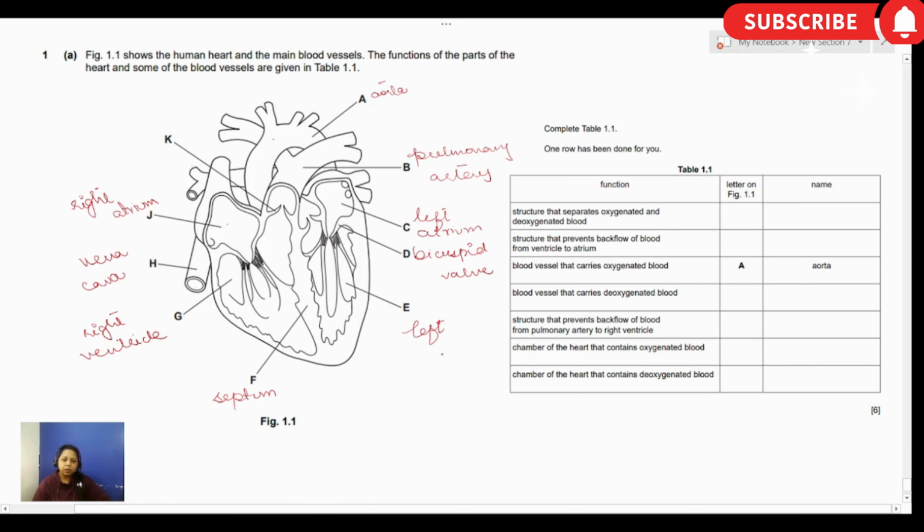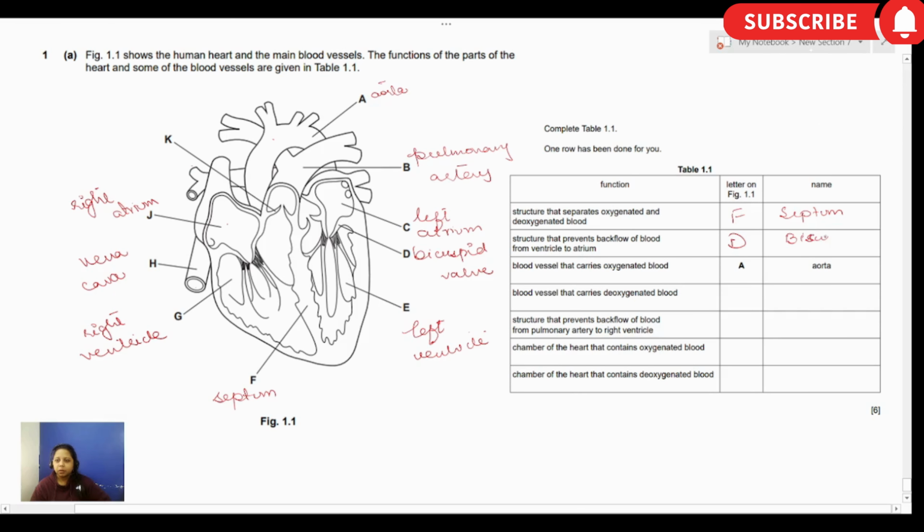Left ventricle, let's say. Okay, so the structure that separates the oxygenated blood and the deoxygenated blood, what would that be? The septum. Okay, let me write F, septum. Structure that prevents the backflow of blood from ventricle to atrium. D, bicuspid valve.